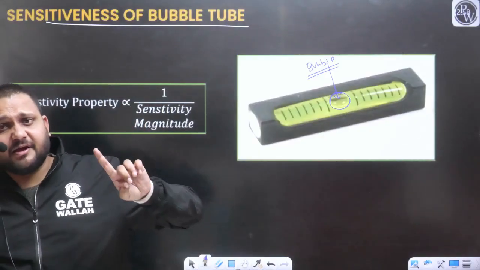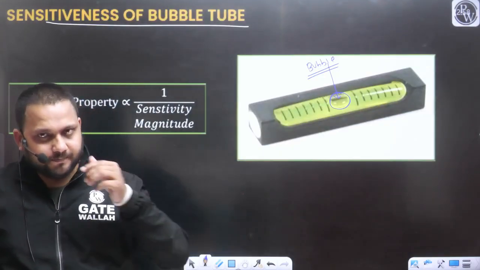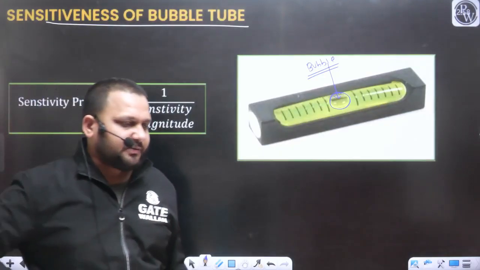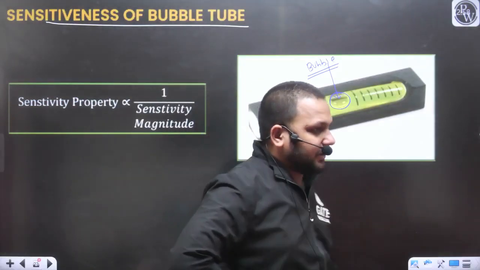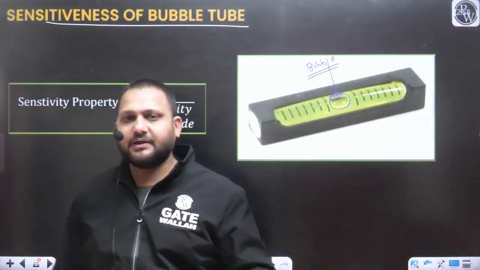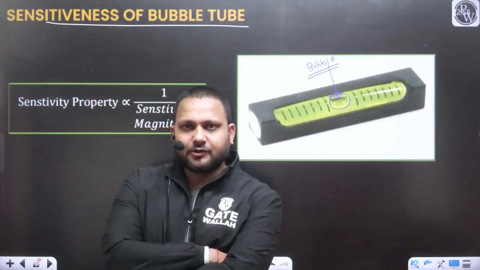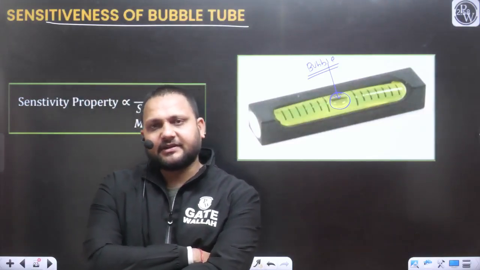Same concept we have used. Whether our telescope is perfectly horizontal or not, that we have ensured by making the bubble at the center. Yes or no?